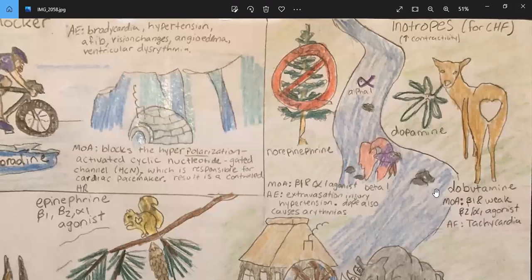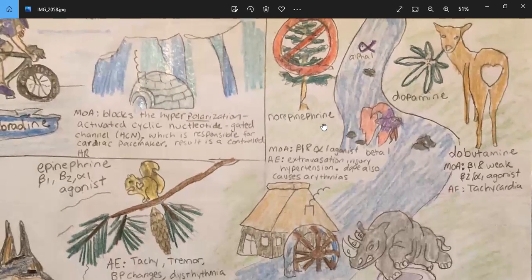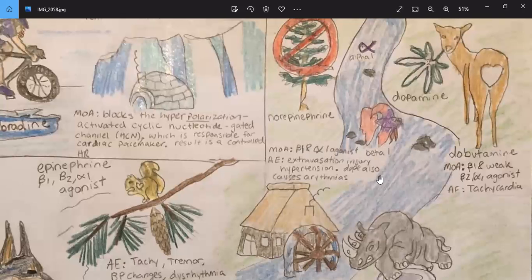Now, before we get too far into this, let me just remind you all that beta 1, one heart. So beta 1 is going to increase your heart rate and, like I said, contractility. Beta 2, you have 2 lungs. Beta 2 receptors are going to stimulate lung bronchodilation. And then alpha 1 is peripheral vasoconstriction. So keep that in mind whenever you're seeing these betas and alphas.